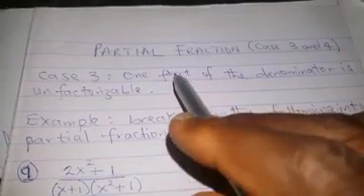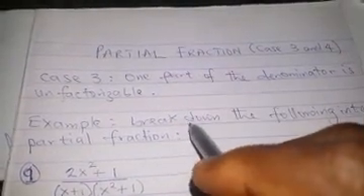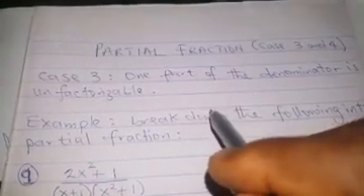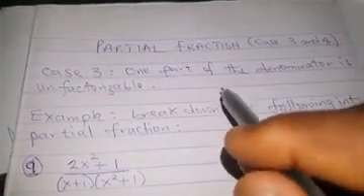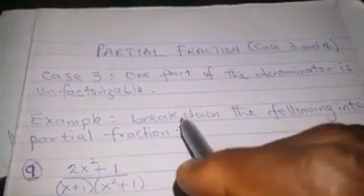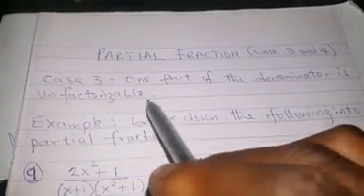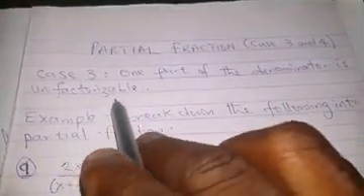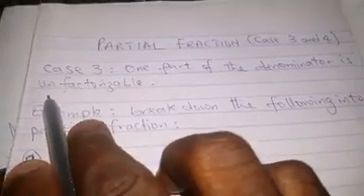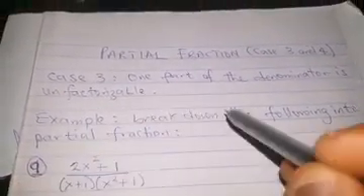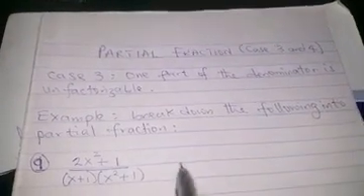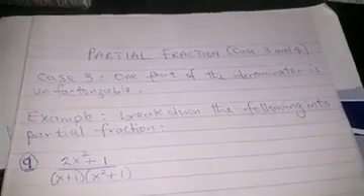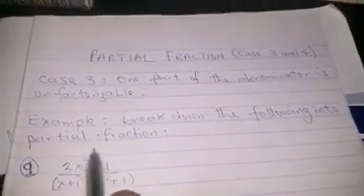Now, remember, what is partial fraction? Partial fraction is the breaking down of a complex fraction into simpler fractions. Now, for case 3, one part of the denominator is not factorizable. Is unfactorizable, not factorizable. Okay. Now, example. Break down the following into partial fraction.